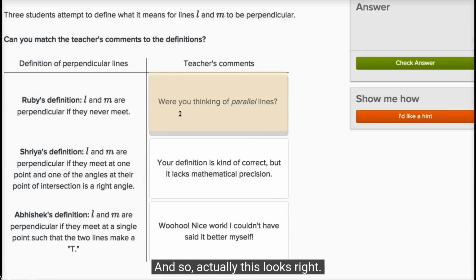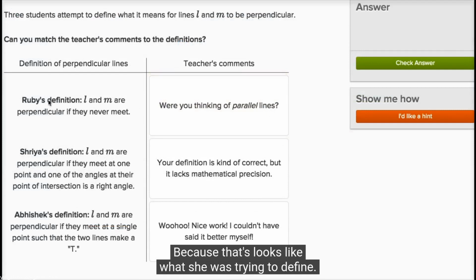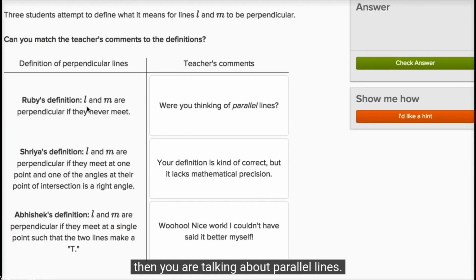And so actually this looks right. Were you thinking of parallel lines? Because that looks like what she was trying to define. If things are on the same plane and they never intersect, then you are talking about parallel lines.